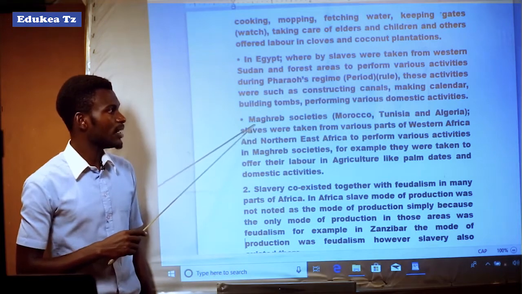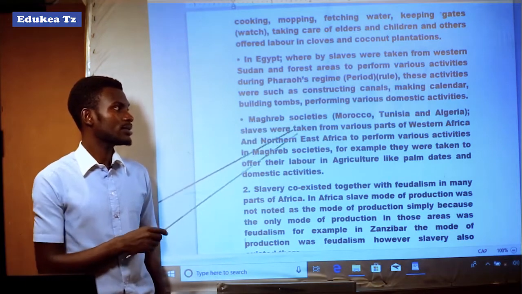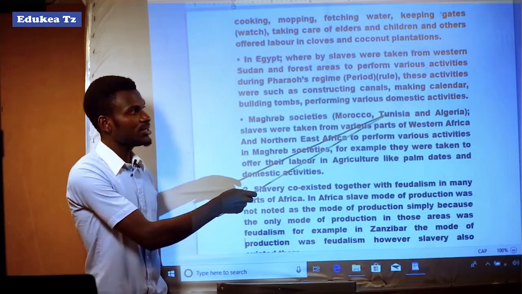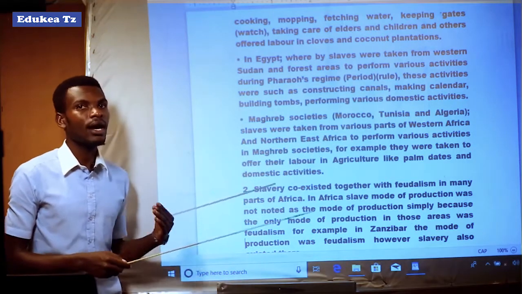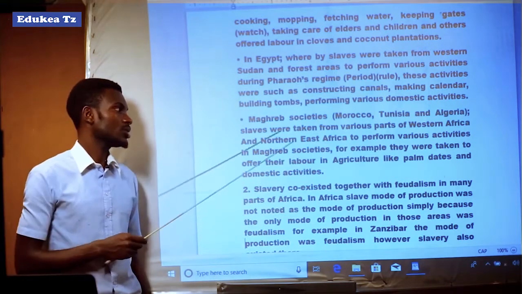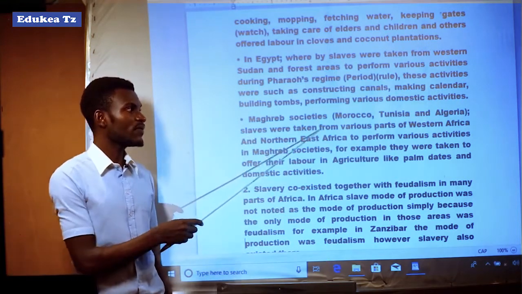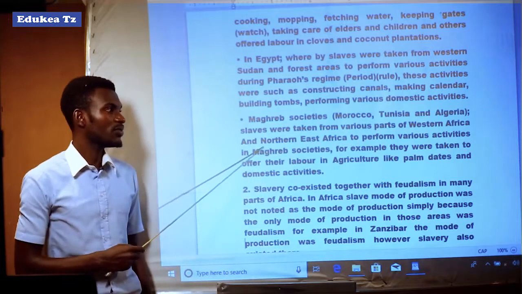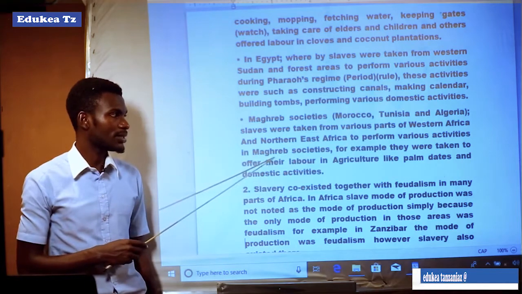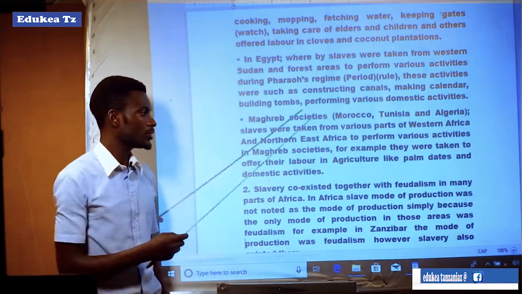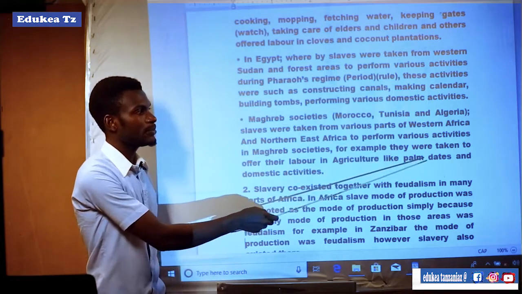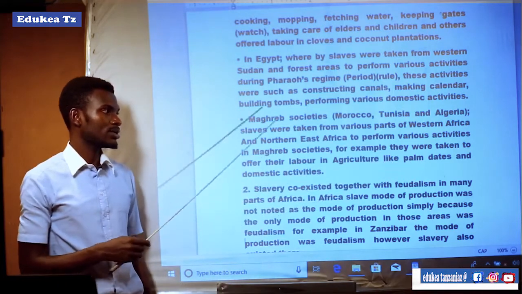Another was the Maghreb societies. It means Maghreb societies including Morocco, Tunisia, and Algeria. These were Arabic African nations or Afro-Arab nations. Slaves were taken from various parts of West Africa and Northeast Africa to perform various activities in Maghreb society. For example, they were taken to offer their labor in agriculture, like palm dates, and domestic activities.